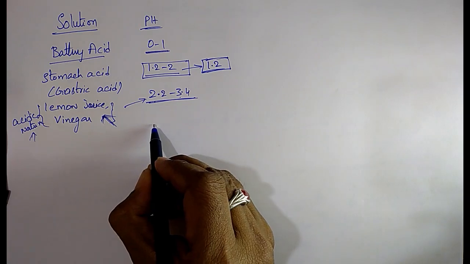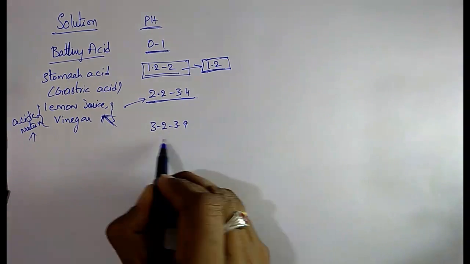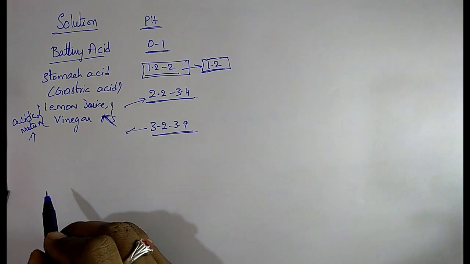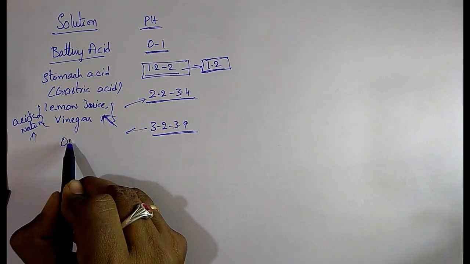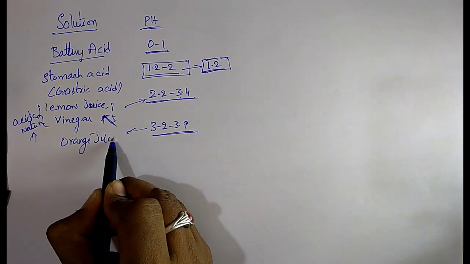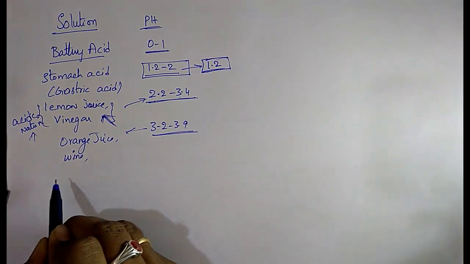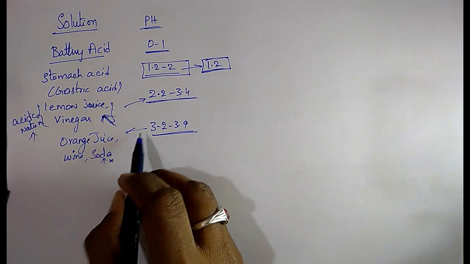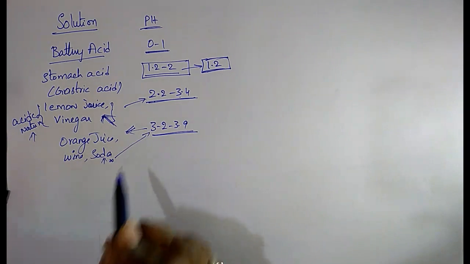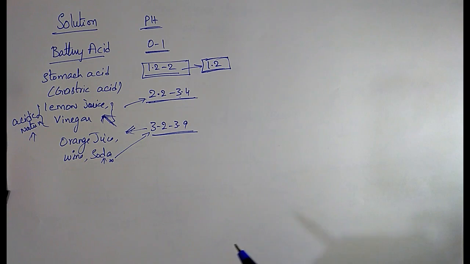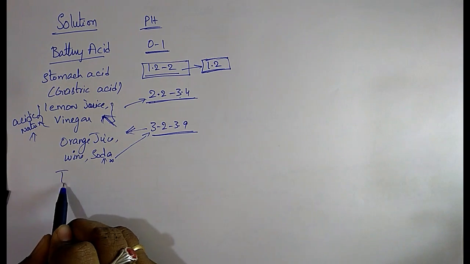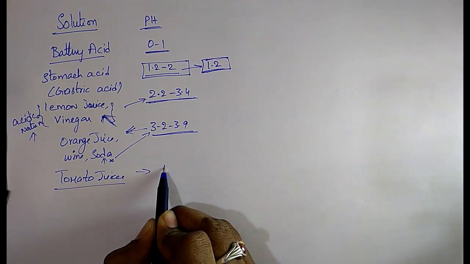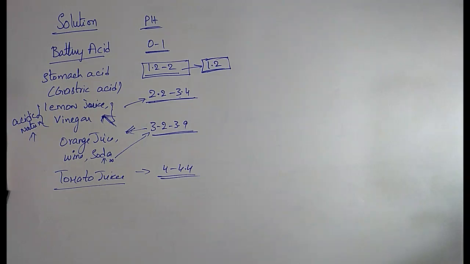And next one, from 3.2 to 3.9. In this pH range, examples of solutions are orange juice, wine, and soda, here not drinking soda. These solutions have 3.2 to 3.9 pH values. Okay. And if you take tomato juice, it has nearly 4 to 4.4 pH value.